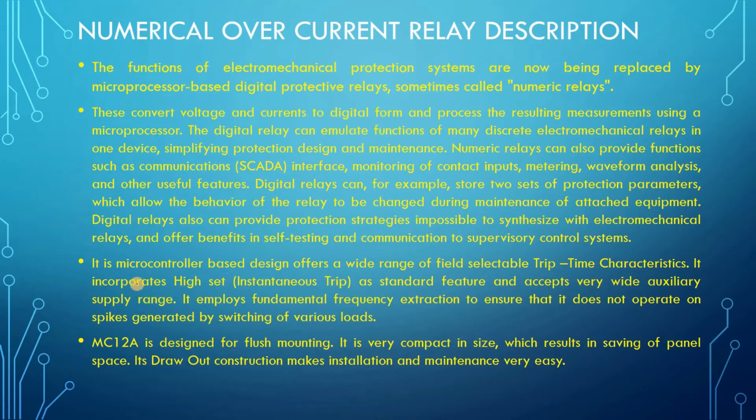But this is not the case with a numerical relay, because it can have high set protection. That means instantaneous protection: if the current crosses the thermal limit of the relay, the relay acts instantly. It will see no characteristic. It may damage my system, so it will act instantly. That type of protection is there in a numerical overcurrent relay. So it employs fundamental frequency extraction to ensure that it doesn't operate on spikes generated by switching of various loads.